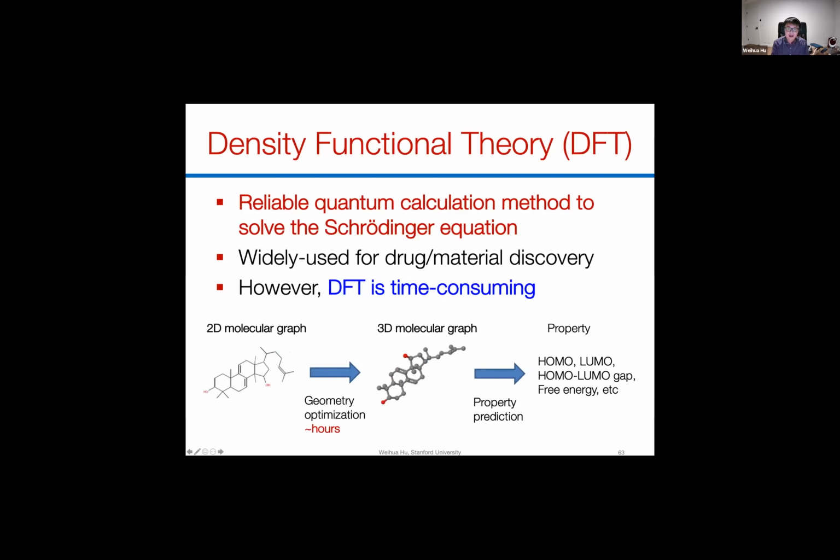So DFT is a really reliable quantum calculation method to solve the Schrödinger equation, and it's widely used for drug and material discovery. However, the problem is that DFT is super time consuming. Typically, DFT has these steps. Given a 2D molecular graph, we do some geometry optimization using DFT, which could take hours to obtain the 3D molecular graph, based on which we can calculate the HOMO-LUMO gap or other quantum chemistry properties. And this geometry optimization is really the bottleneck of DFT.